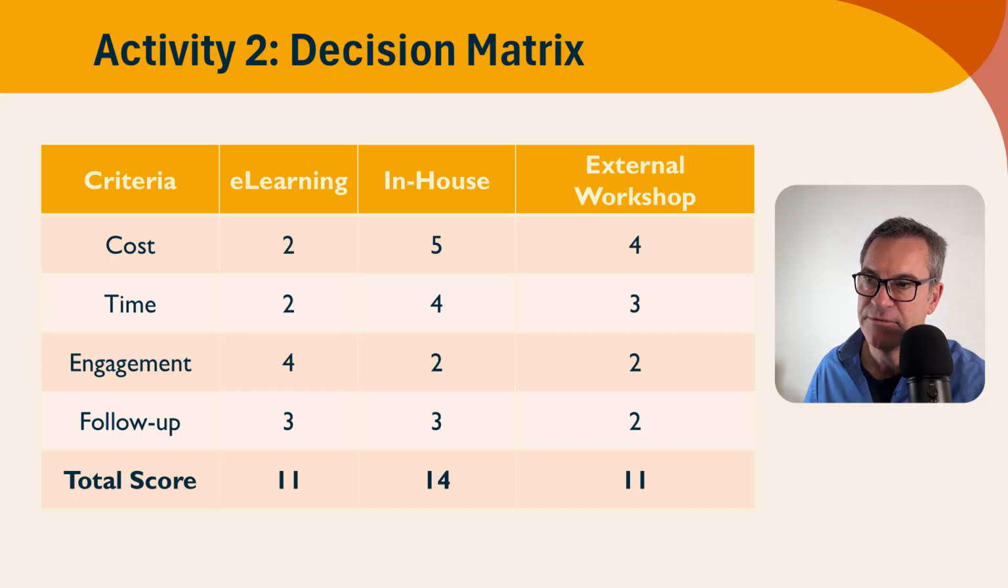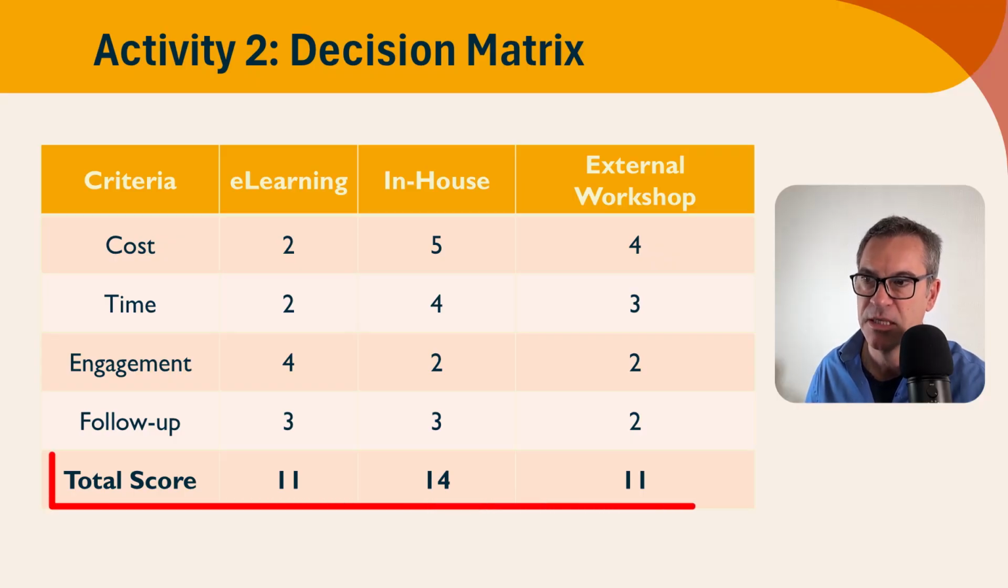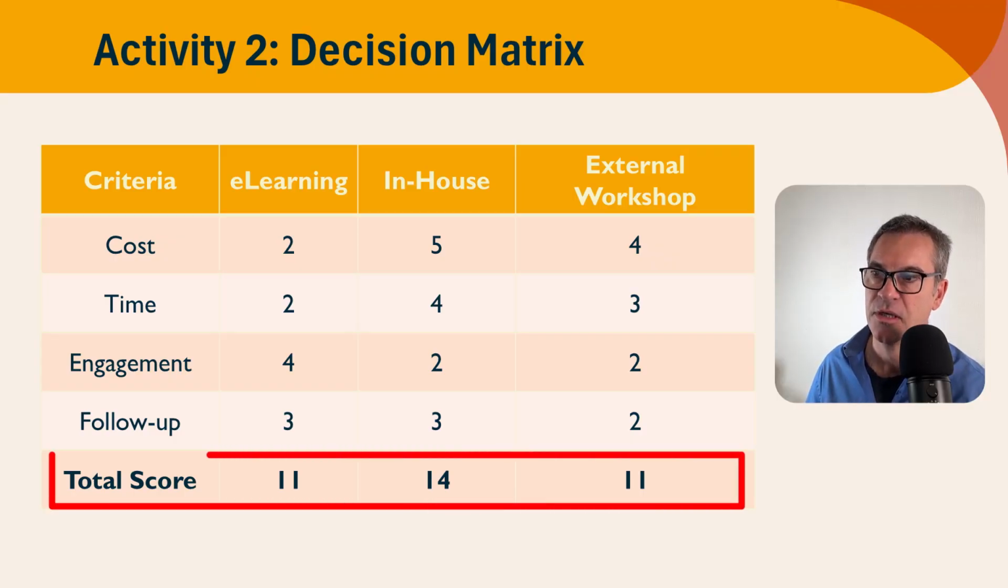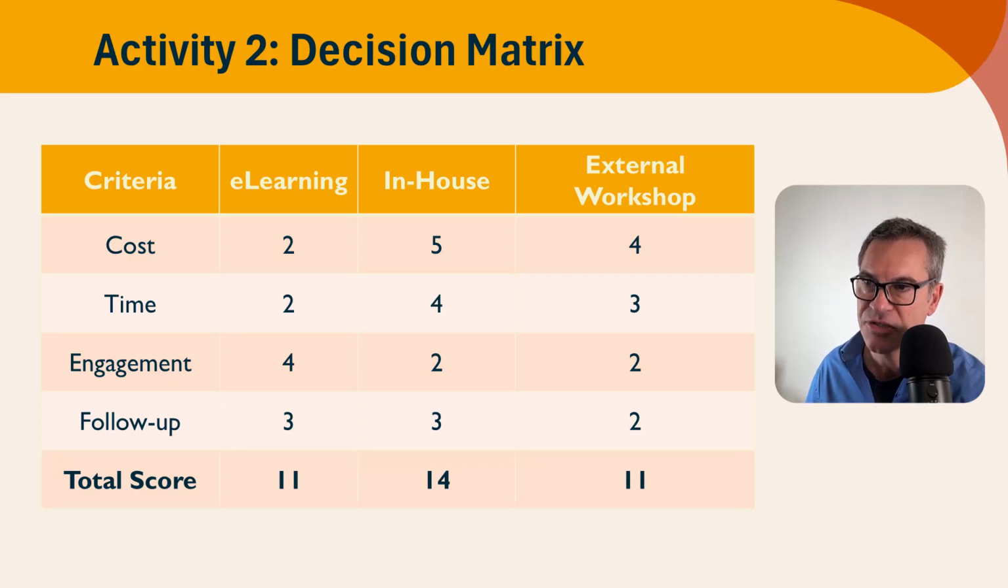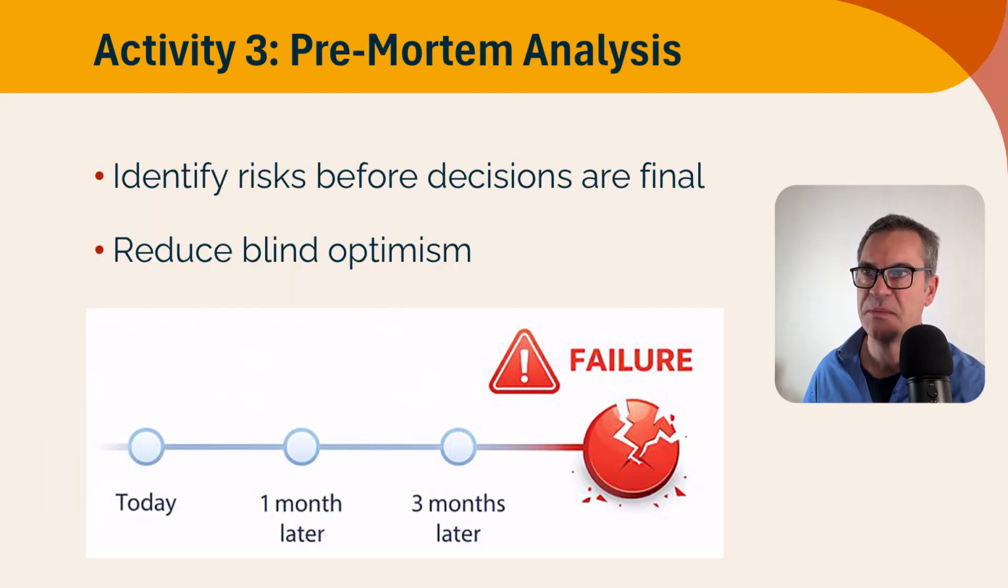If some criteria are more important than the others, you can weight them by multiplying the score by a priority value. I won't go into that, but once all the scores are added up at the bottom, you compare the totals. But don't stop there. You can use the matrix as a conversation tool so you can ask where people disagreed on scores and why. So the goal isn't really to let the numbers make the decision for you, but to make assumptions visible and decisions more defensible. Activity number 3, pre-mortem analysis.